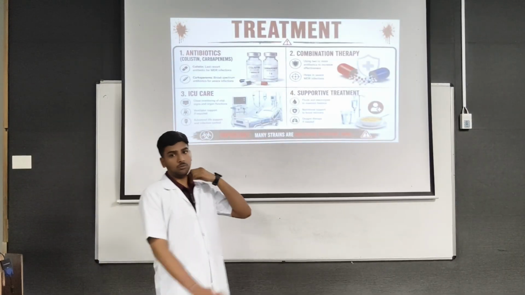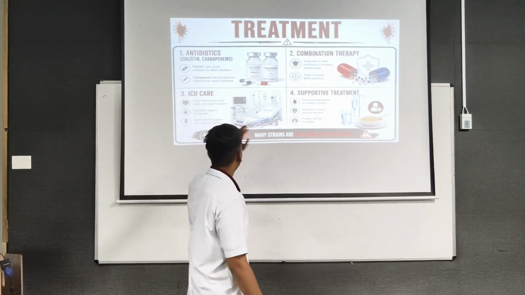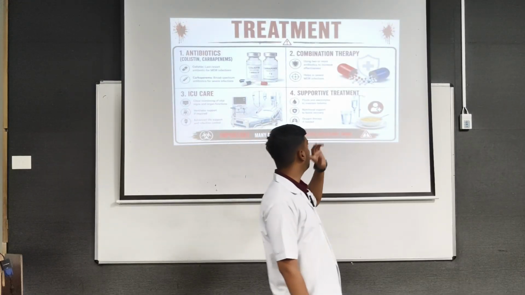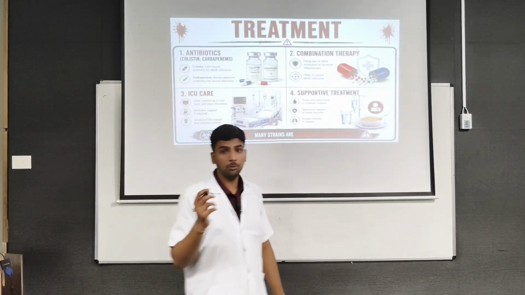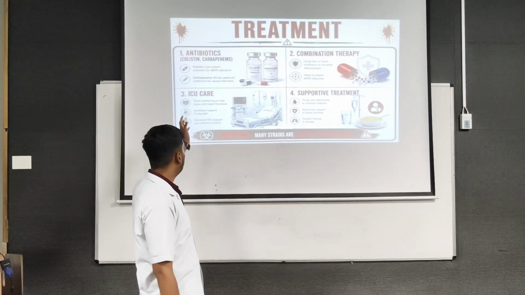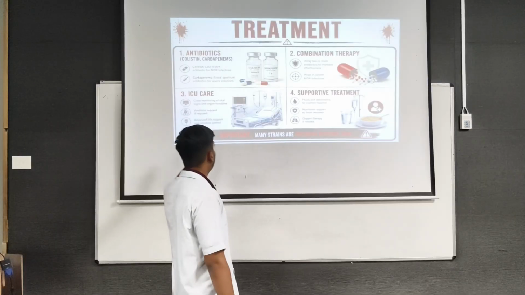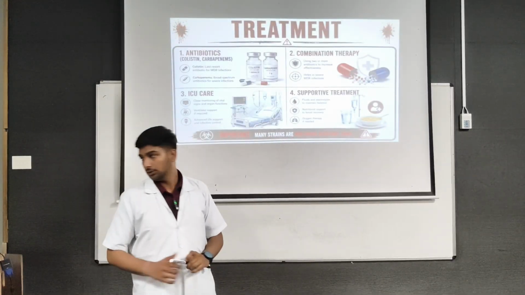So, what is the treatment of this bacteria? Firstly, antibiotics, which are colistin and carbapenems, and sometimes combination therapy is also used, like using two or more antibiotics for the treatment, and mostly ICU care, that is intensive care unit care. Then supportive treatments like fluids and electrolytes to maintain the balance.